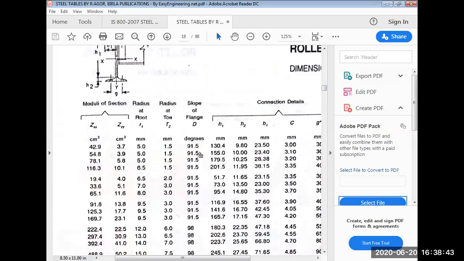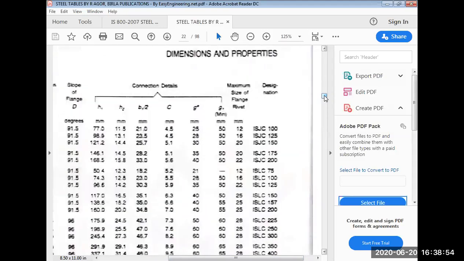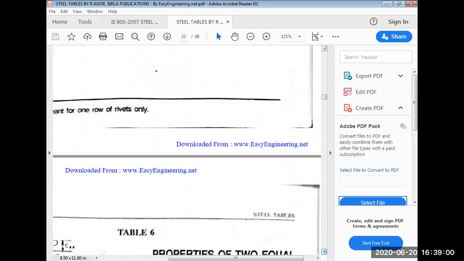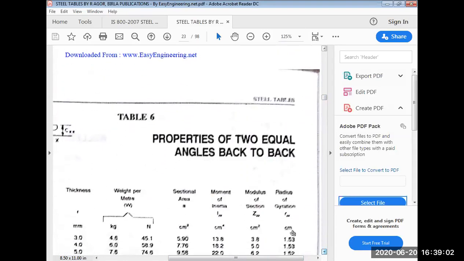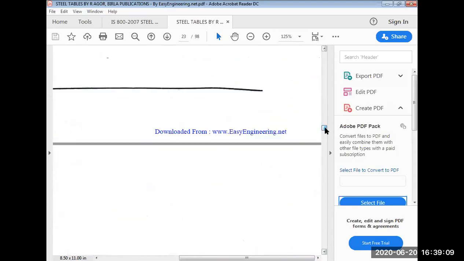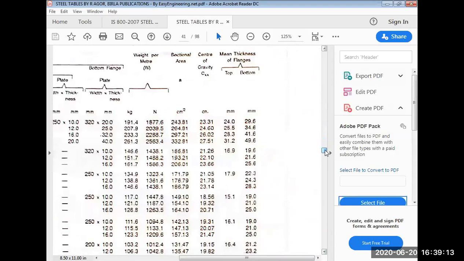Area of this section. So here the sections are given. ISJB is all the sections. Similar channel sections are also given. Here back-to-back angle sections are there. Then I will show you that. So all the sections are given. So I will show you that.